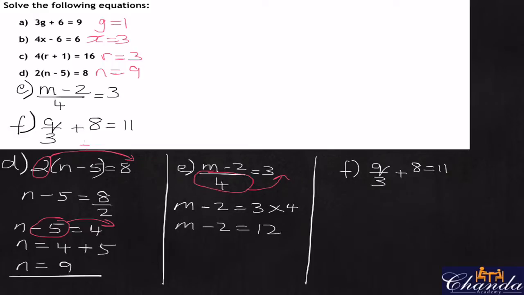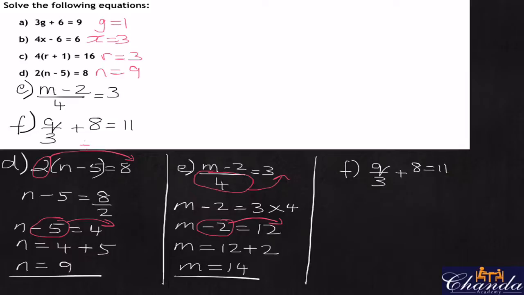And then the next operation we have to do is take the minus 2 to the other side. So it becomes m is equal to 12 plus 2, which is equal to 14. So m is equal to 14 is our final answer.